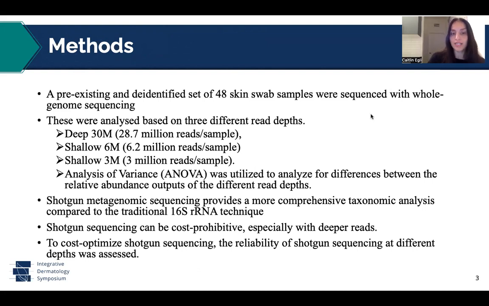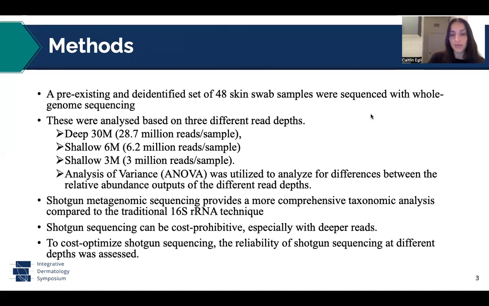Sequencing depths were set as deep 30M, which was done at 28.7 million reads per sample, shallow 6M, done at 6.2 million reads per sample, and shallow 3M, done at 3 million reads per sample. Analysis of variance was utilized to determine differences between the relative abundance outputs of the different read depths.